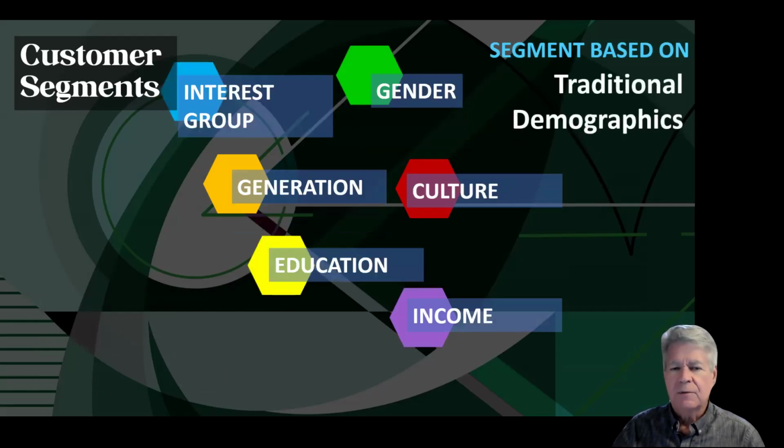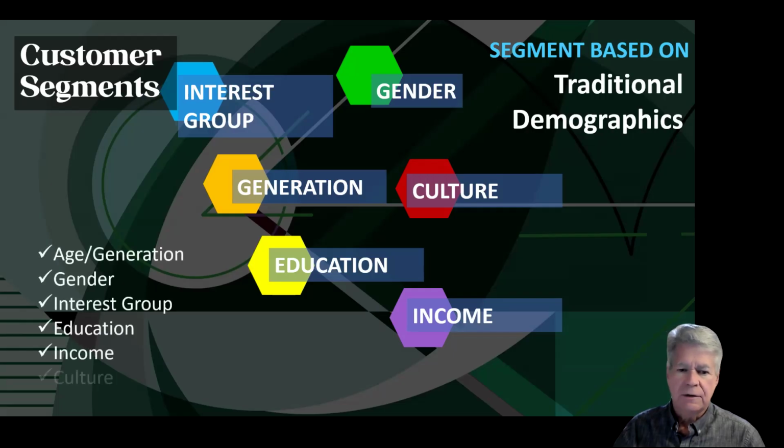Demographics is the most common method for targeting customers. You can target on classic demographic information like age or generation, gender, interest group, education, income, or culture. Media companies usually offer basic demographic information on their audience segments. Social media like Facebook also allows you to target specifically on customer or demographic information, as well as online behavior, engagements, and interests.